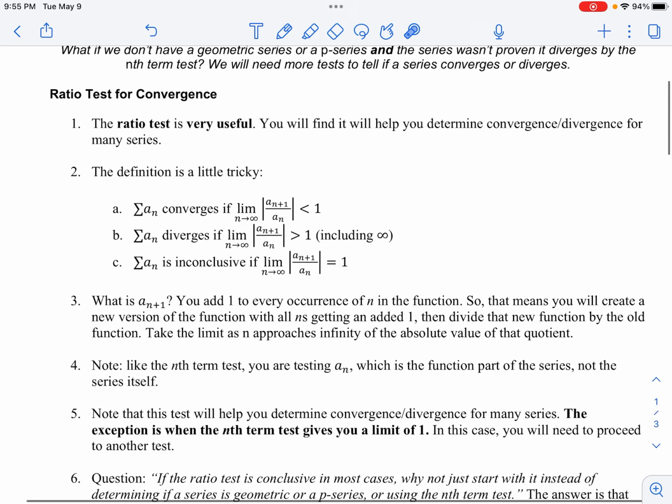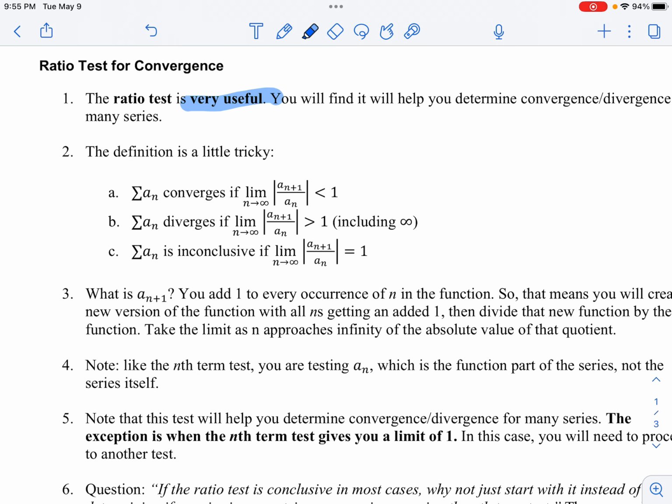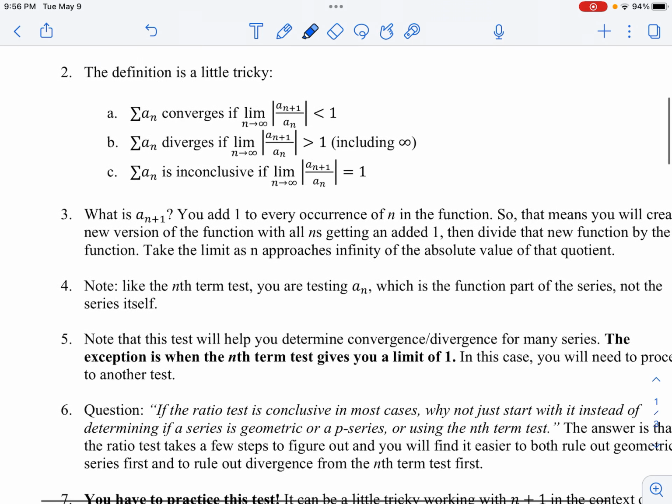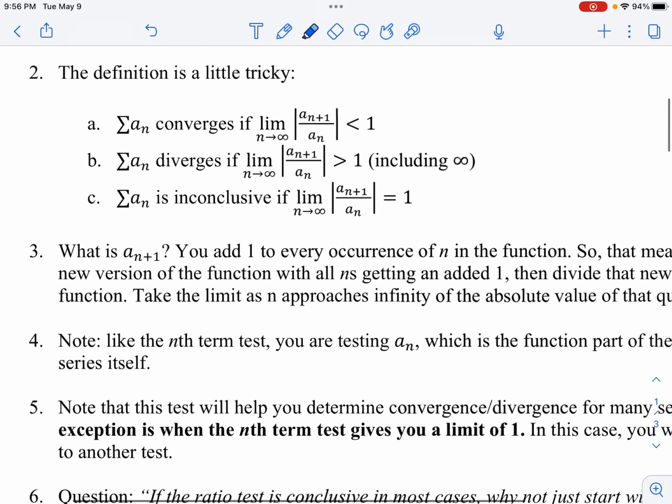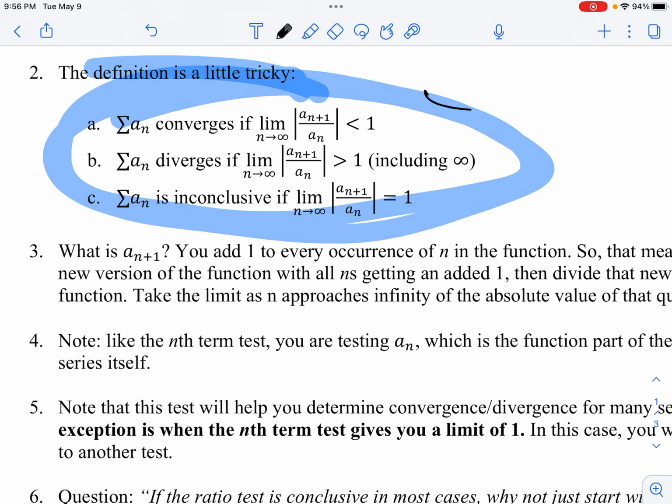Okay, so the ratio test is very useful. You will find it will help you to determine convergence or divergence for many series. It's really useful. In fact, it's so useful, some people just prefer to do it all the time. It's a little tricky. It takes a little bit of work. It's not always the most efficient test. So here you go. The definition is a little tricky, and this is definitely one that you need to memorize. So this has got to be high on your priority list for this unit.